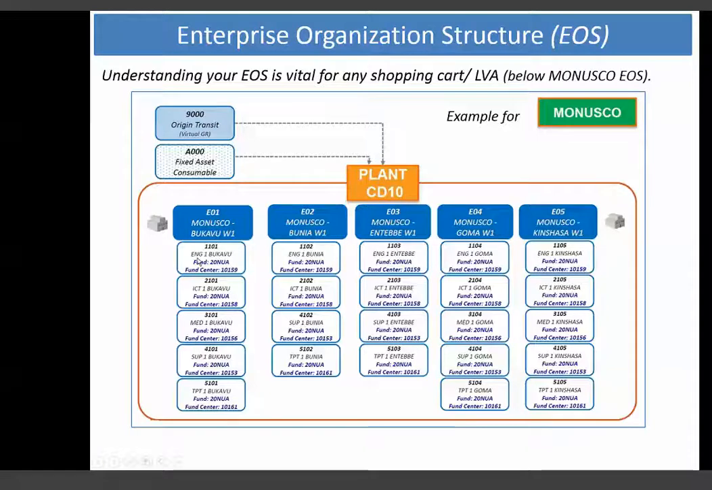In other words, MONUSCO engineering, represented by the fund center 10159, is able to purchase and to hold in inventory engineering items in all the sectors: in Bukavu, in Bunia, in Entebbe, in Goma, and Kinshasa. Same with ICT. ICT is a fund center, 10158, but it is not only in Goma or in Kinshasa. ICT holds inventory in all the sectors. Same with medical, etc.